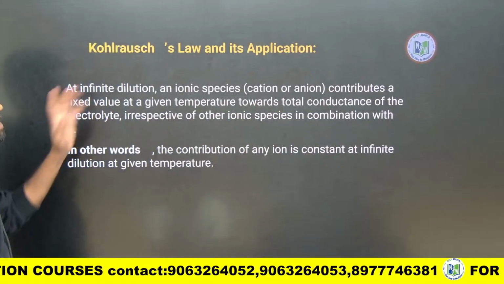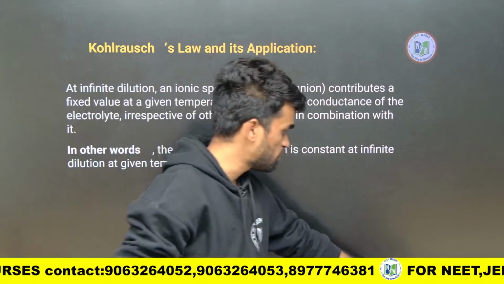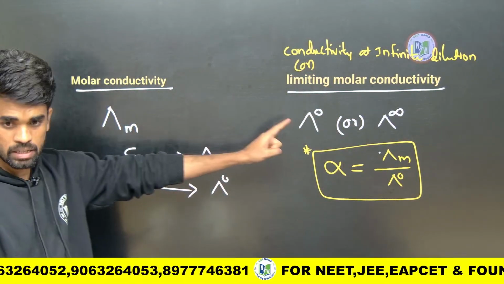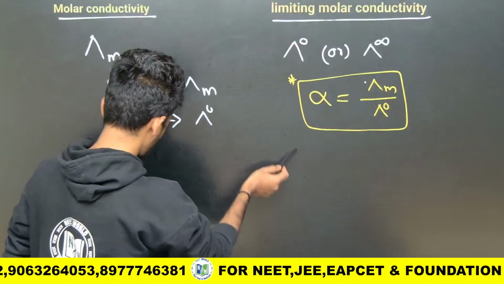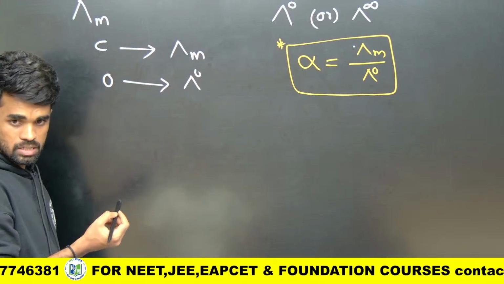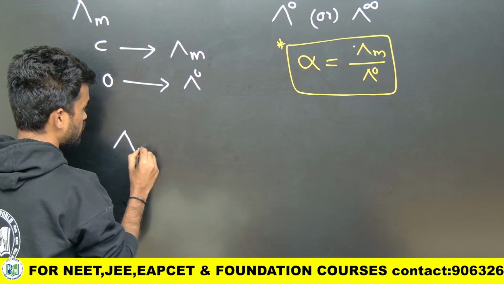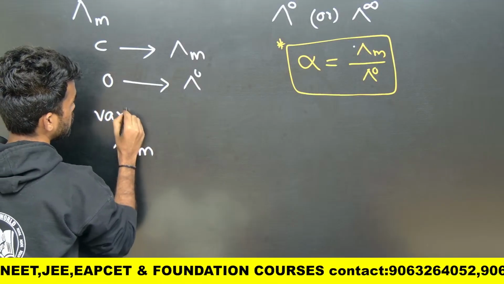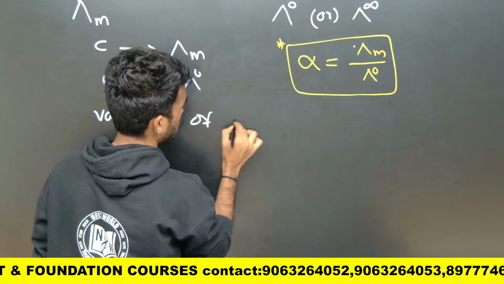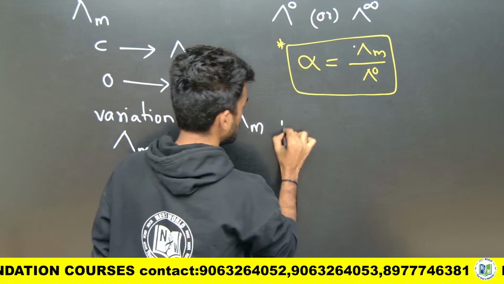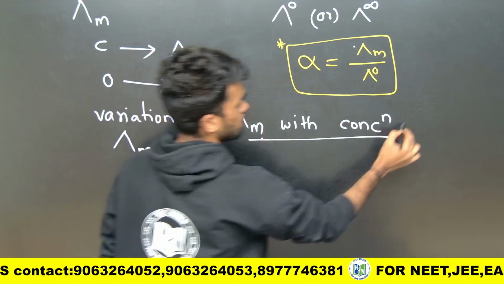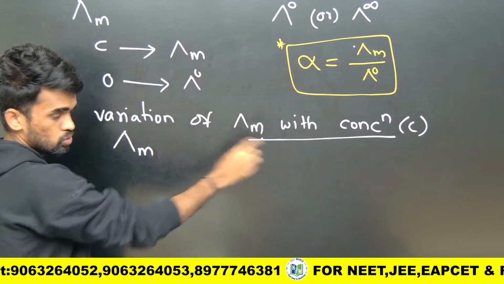So now we will be studying about Kohlrausch Law and its application. So before going to study about this Kohlrausch Law, see, we have studied about molar conductivity, limiting molar conductivity. Now see, I want to draw the plots or graphs for molar conductivity, variation of molar conductivity del M with concentration. With what? Concentration C. Okay. So I want to draw plots for this.